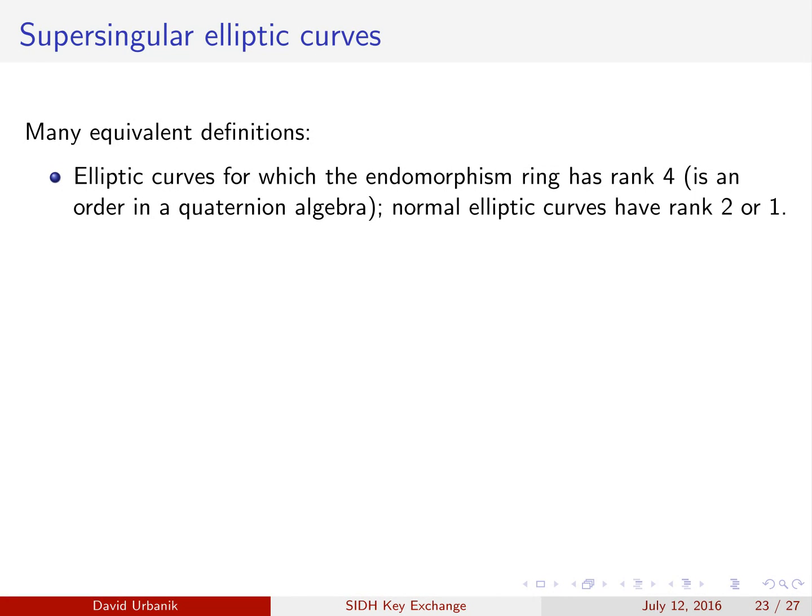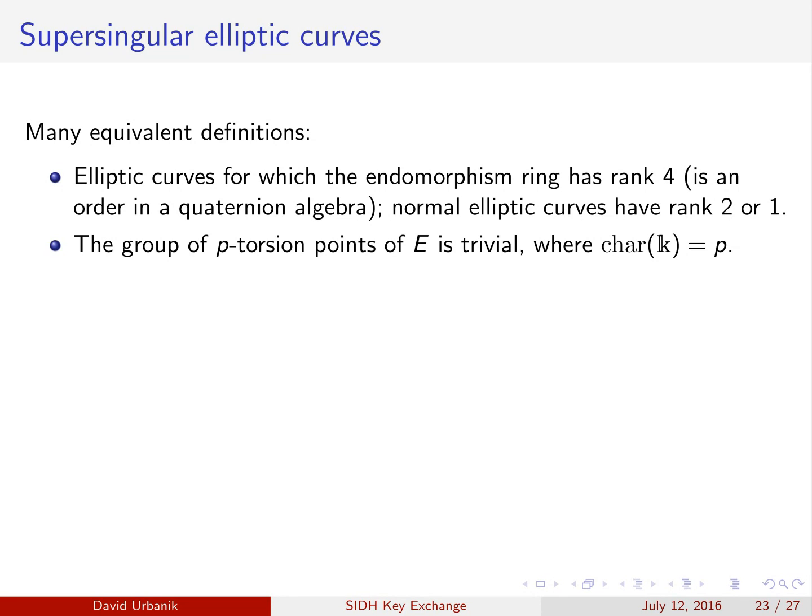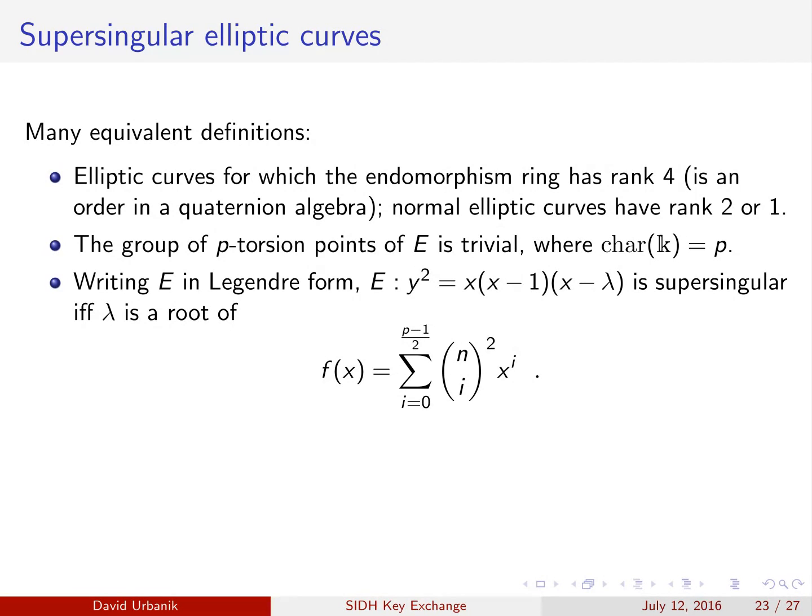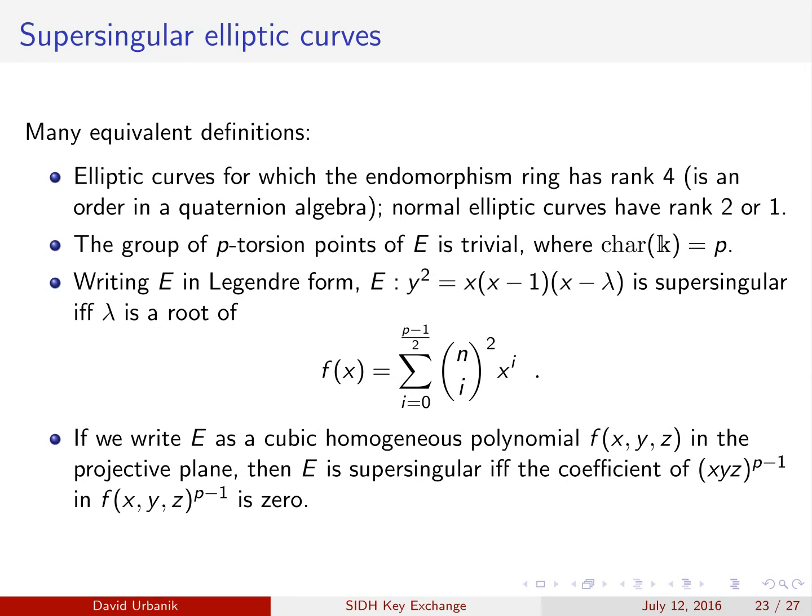There are some other characterizations in terms of the group of p torsion points. There is a characterization where if you write an elliptic curve in Legendre form, the supersingular elliptic curve is the one for which the lambda parameter is a root of this polynomial. There's another where you write the cubic that defines the curve in the projective plane and take the p minus first power of the cubic, and then the xyz coefficient will be 0 if and only if it's supersingular. You can look online and there are 20 different characterizations. The point is just these curves are very special, and we need to choose these curves so that our corresponding hard problem is hard. Otherwise, the things more or less work the same way.